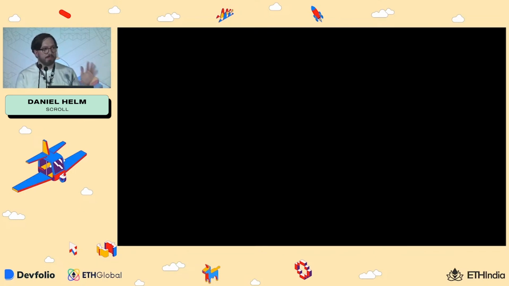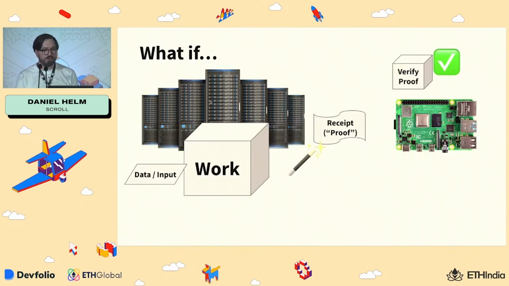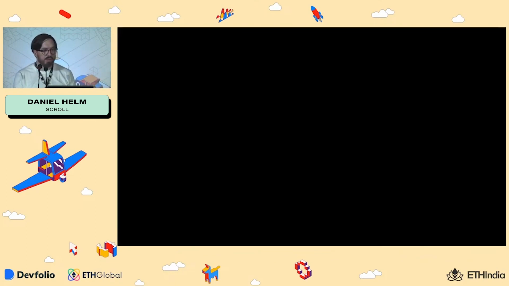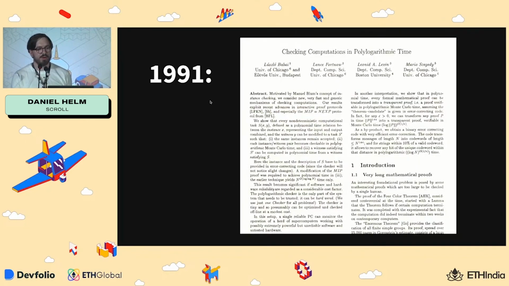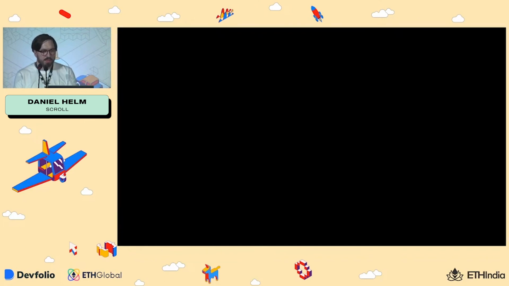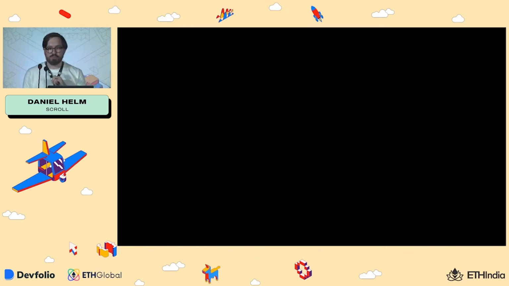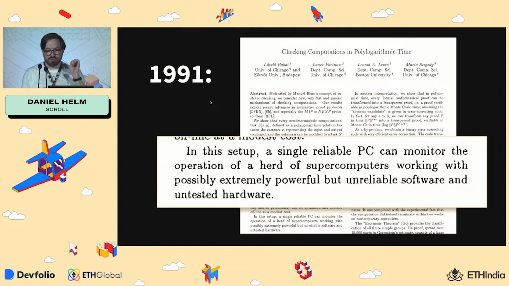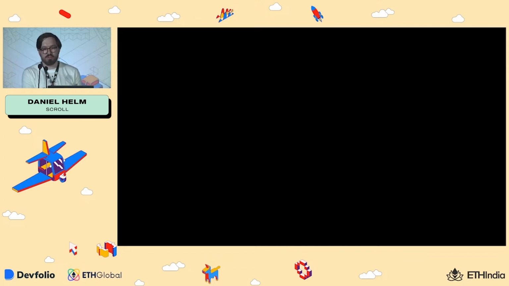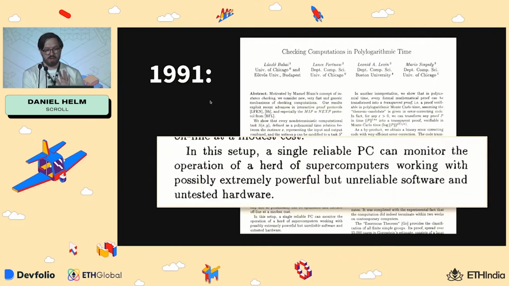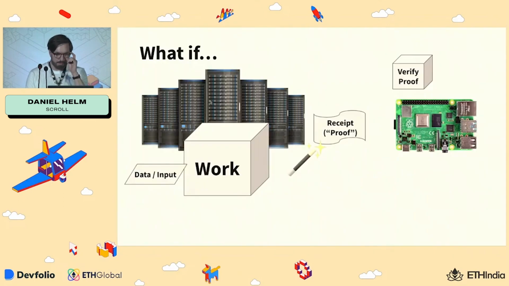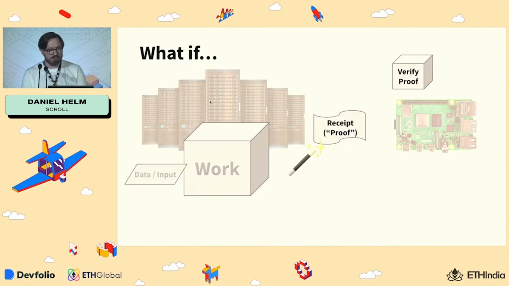This sounds kind of magical. It sounds like you need to get in a time machine for something like this to exist, and we do, and it's back to 1991 when we had papers and constructions coming out like checking computation in polylogarithmic time. This paper has this funny little line where it says, in this setup, a single reliable PC can monitor the operation of a herd of supercomputers working with possibly extremely powerful but unreliable software and untested hardware. We do not trust the supercomputer, but we can still monitor and verify its output.